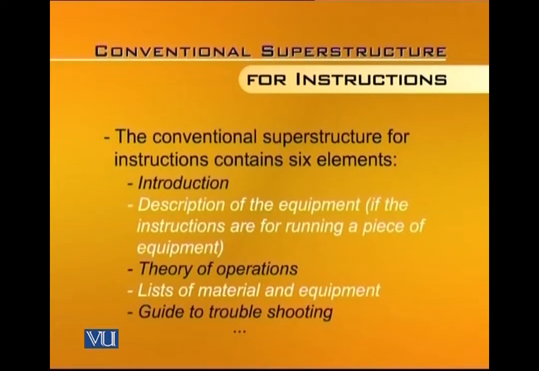Now let's have a look at a conventional superstructure for instructions. There are key elements in instructions. There's an introduction. There's the description of the equipment, if the instructions are for running a piece of equipment. There's the theory of operations, lists of materials and equipment accompanying the instructions, and a guide for troubleshooting. The simplest instructions contain only directions. Most complex instructions contain some or all of the five elements that we talked about. The selection depends upon the aims of the writer and the needs of the readers.